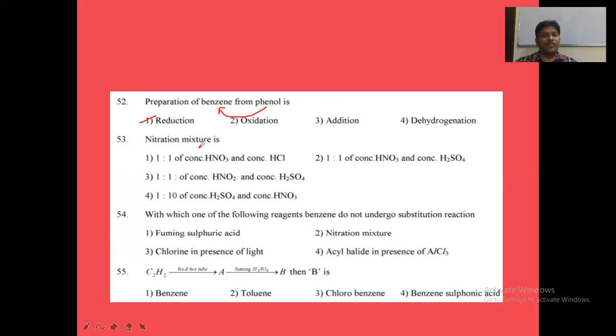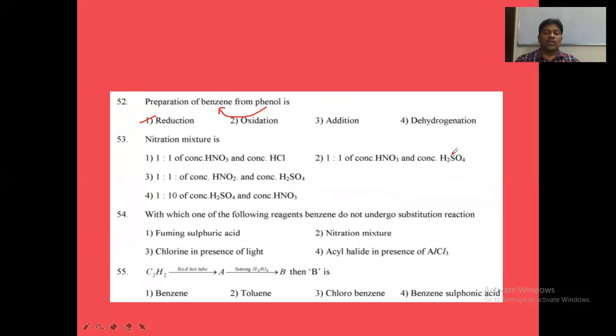In which, what is the base? HNO3 is the base. What is the acid? H2SO4 is the acid here. Now here, what they are asking, you see: nitration mixture is dash. Here a 1:1 molar ratio of concentrated HNO3 and concentrated HCl is given, so HCl is not the answer. We have to take a 1:1 molar ratio of concentrated HNO3 and concentrated H2SO4. Between these two, which is the base? HNO3 is the base, and H2SO4 is the acid.